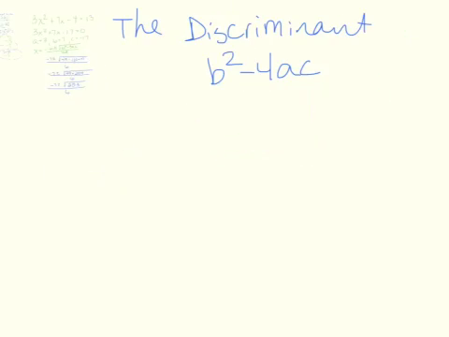Last thing we're going to discuss today is the discriminant, b squared minus 4ac. You need to make a table.